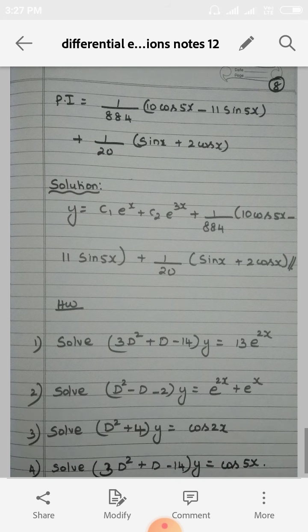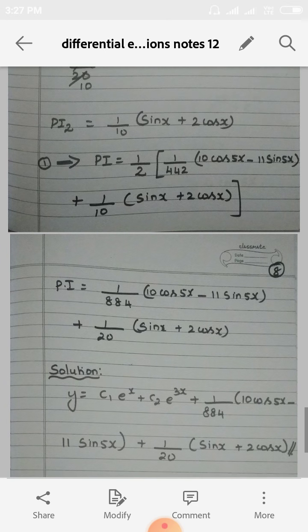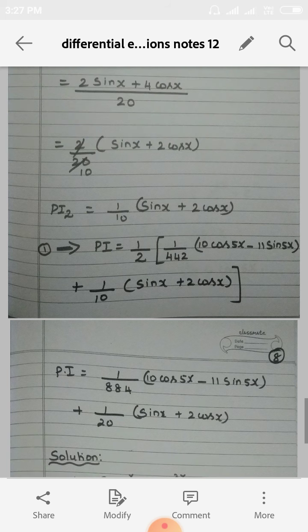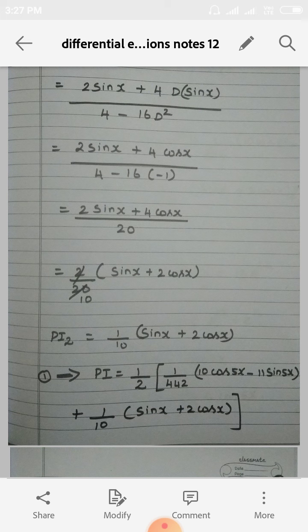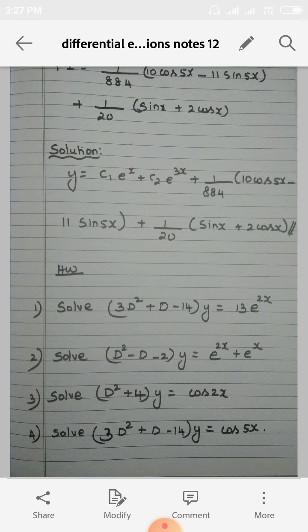Okay girls, so this is very important. The first type we saw for the particular integral is when f of x is in the form of e power ax. The second type is when f of x is equal to sin ax or cos ax, and how we can find the particular integral. These two methods are very important but very simple. Just go through the homework sums, 4 sums.